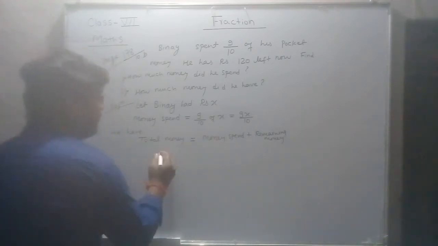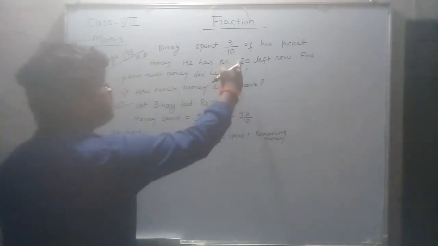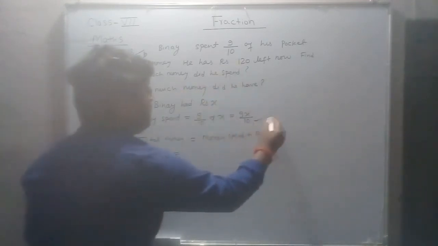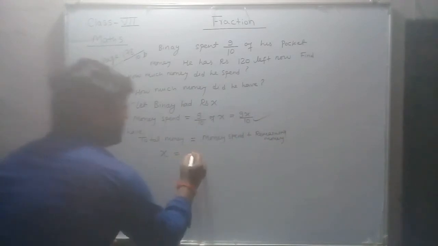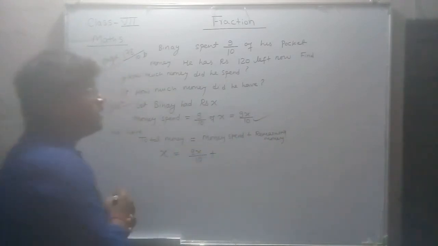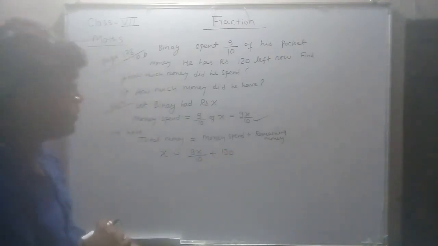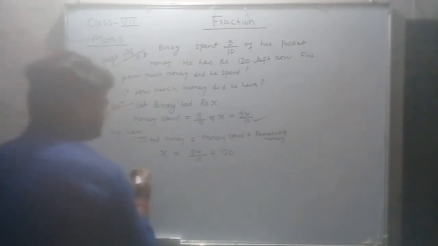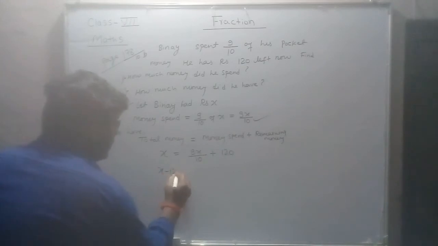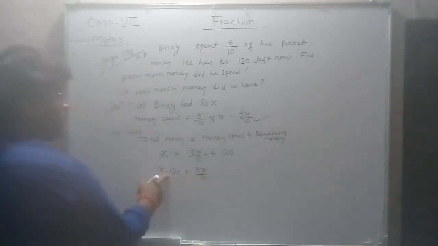So the total money we have supposed, x, is equal to the spent money. What is the spent money here? Money spent is 9x upon 10, plus what is the remaining money here? 120. So we need to solve it and find the value of x. I will transfer this 120 to the left hand side. x minus 120 is equal to 9x upon 10.